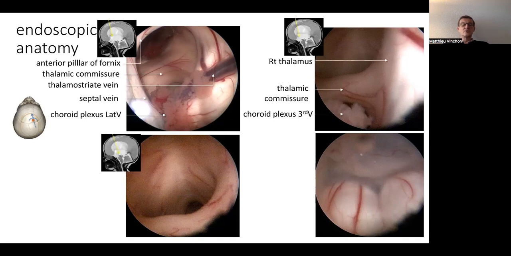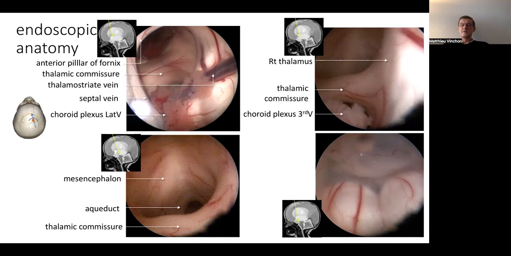Then you look posteriorly, you can see beneath the thalamic commissure the aqueduct, and more anteriorly, the mesencephalon. And if you bend your endoscope anteriorly, you can see the floor of the ventricle with the mammillary body, the tuber cinereum, and the dorsum sellae, which you can see through the transparent floor of the ventricle.